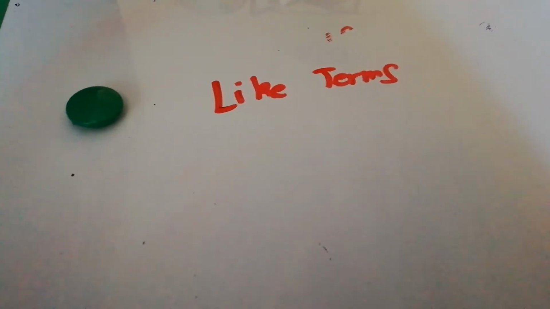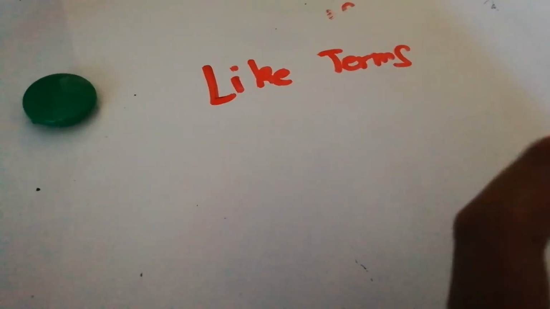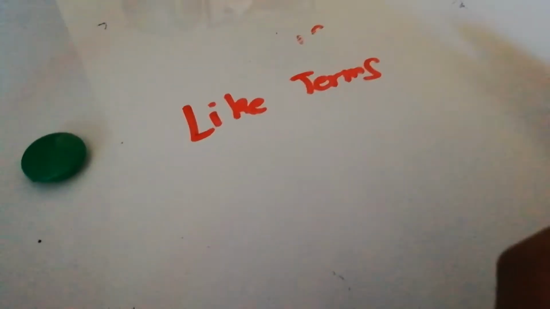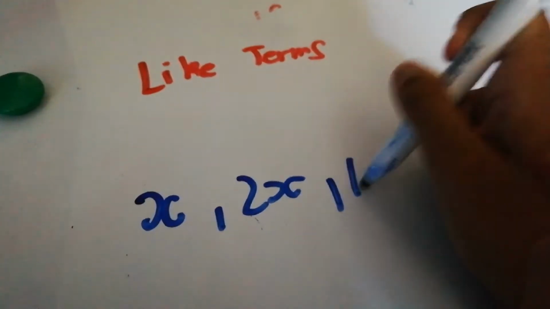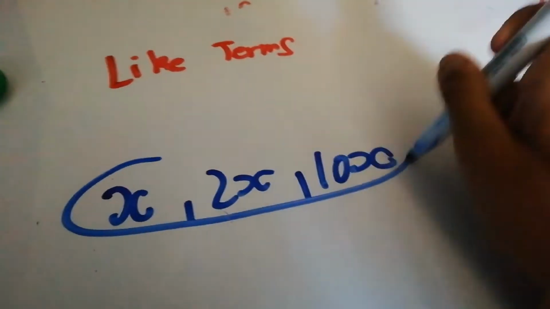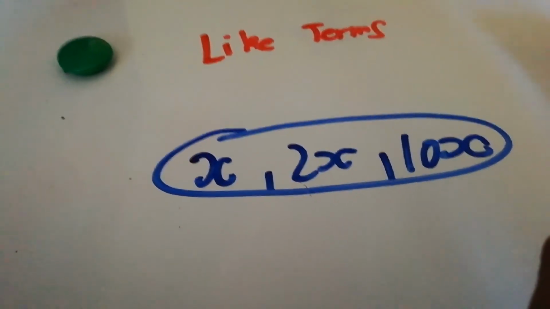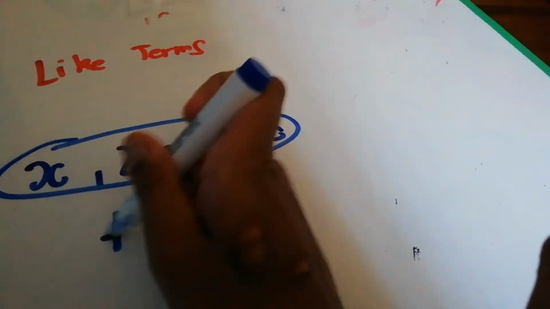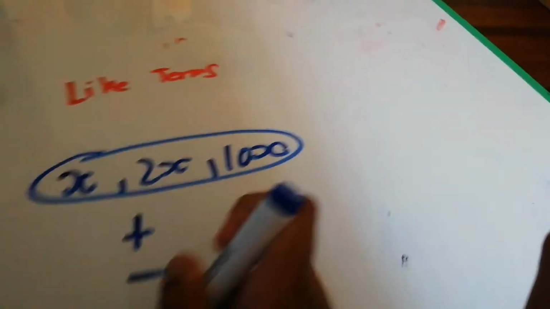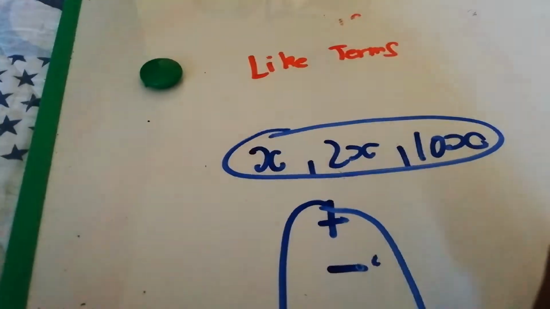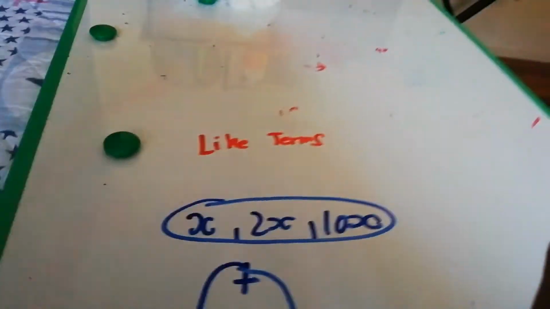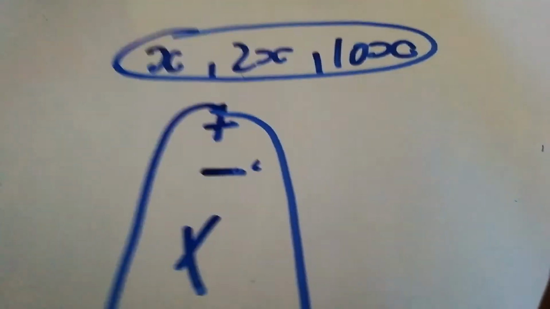Like terms. Now, like terms are variables that are common and that can be added, subtracted, multiplied, divided. So, this is an example of a like term. These are all like terms. They can be added, subtracted, multiplied, divided. All four operators can be performed on these like terms because they're all the same: x, 10x, x, 2x, and 10x.